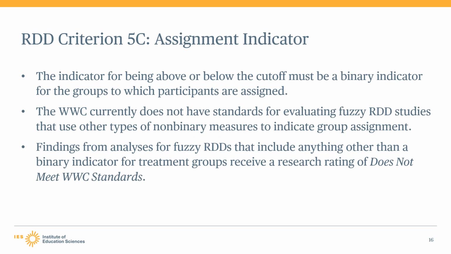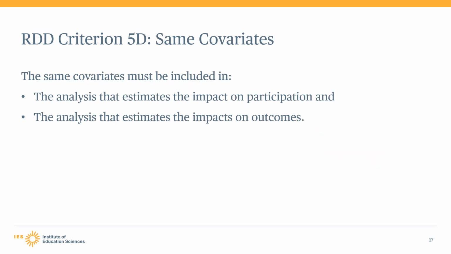RDD Criterion 5C requires that the indicator variable for being above or below the cutoff value of the forcing variable is a binary indicator for the groups to which participants are assigned. RDD Criterion 5D requires that the same covariates be included in both the analysis that estimates impacts on participation and the analysis that estimates the impact on outcomes. So, for authors using two-stage least squares estimation, this means that the same covariates must be used in the first and second stage equations.